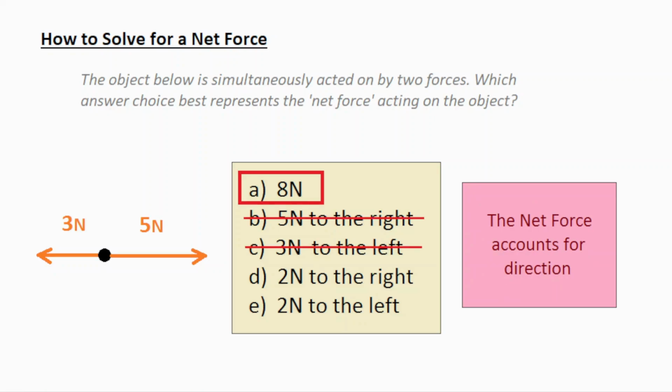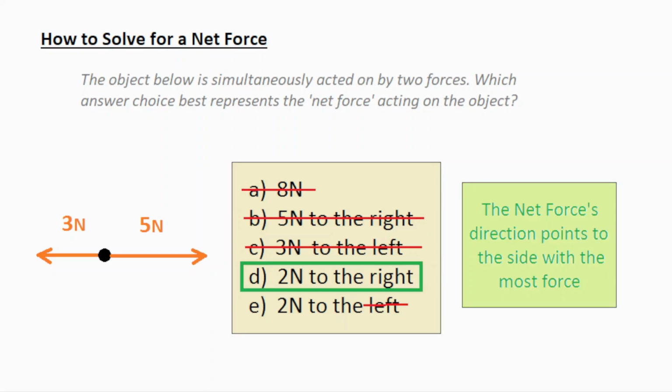It would not be choice A, as this would say that we want to add the force magnitudes together, and that would only be true if they acted in the same direction. I think the answer is choice D, 2 newtons, because I want to subtract these forces in opposite directions, and the net force should be directed towards the side with the greater force.